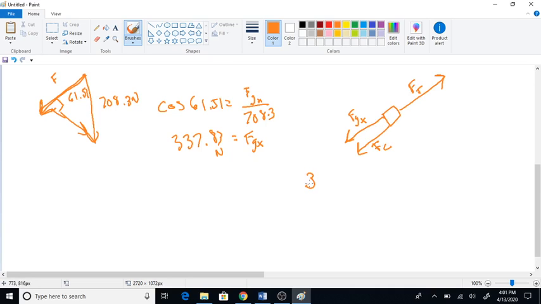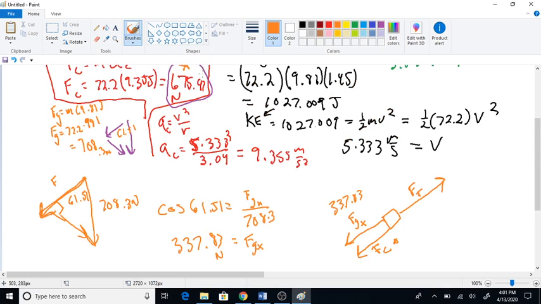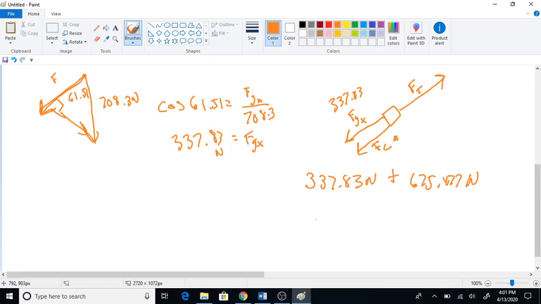So what did we get? We have 337.83 newtons. That's this one. Plus this one, which was 675.47 newtons. I got that from right here, our previous calculation. And when you add those, you get 1,013.3 newtons. That's part 2.